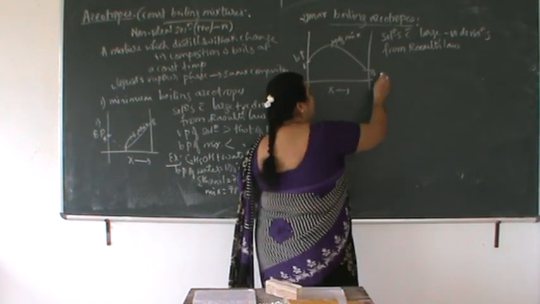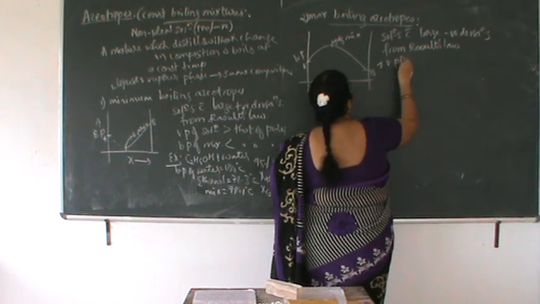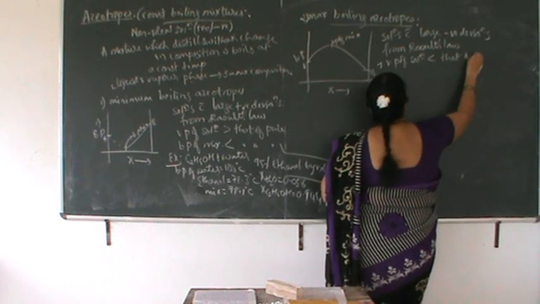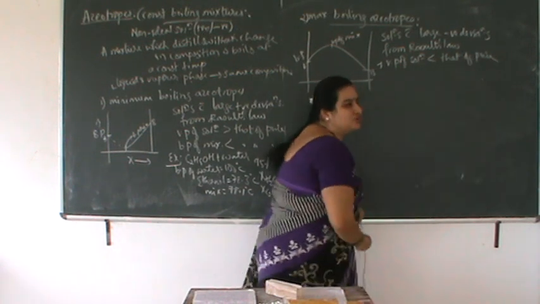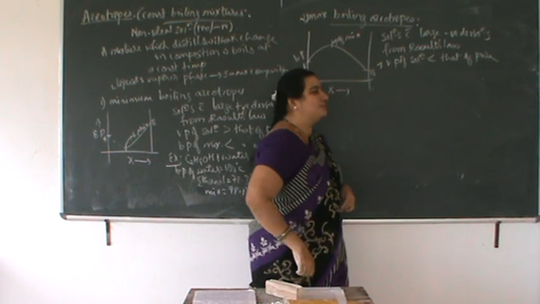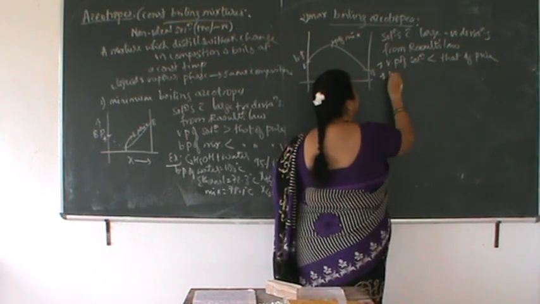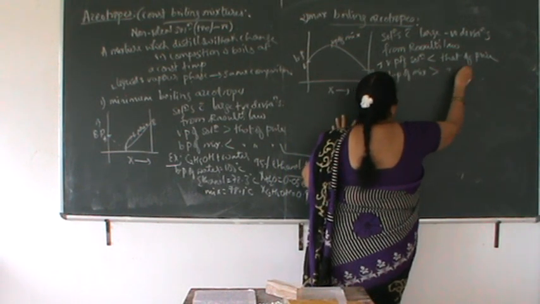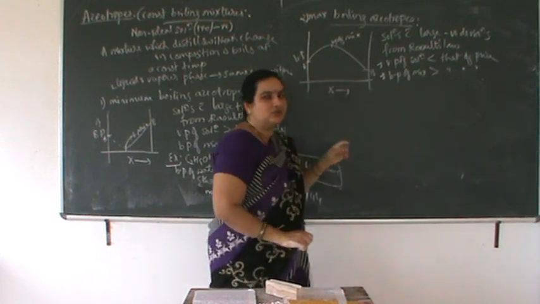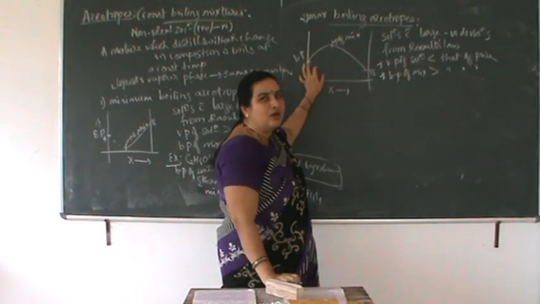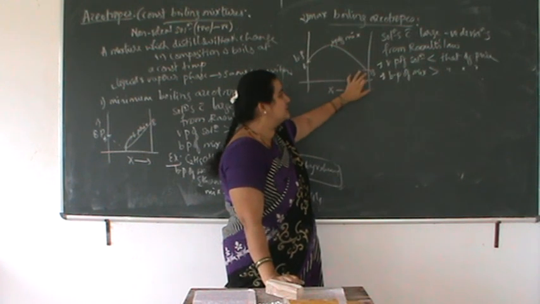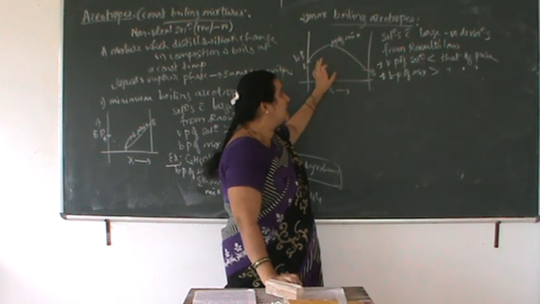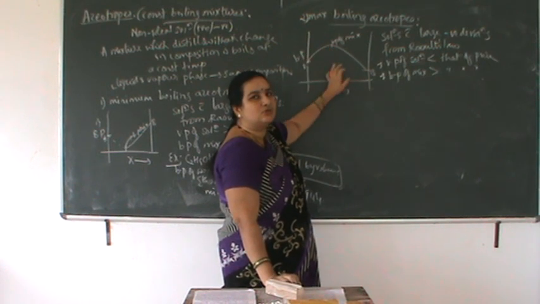Here, the vapor pressure of the solution is less than that of the pure components. So what should the boiling point be? The boiling point of the solution or mixture is greater than that of the pure components. In the diagram I have shown, this is the first component and this is the second component. Here the vapor pressure of A is more than B, so the boiling point of the mixture is still more than both components.